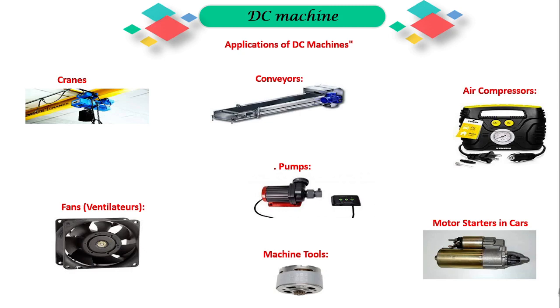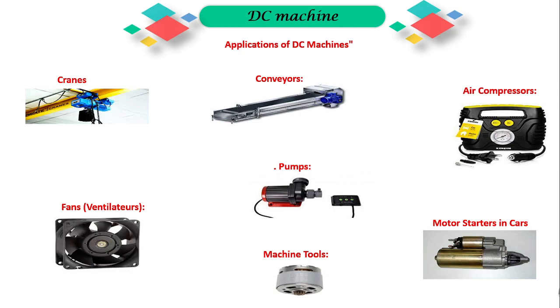4. Fans. DC motors ensure efficient air circulation in various types of fans, including ceiling fans and exhaust fans. 5. Machine tools. Essential components in machine tools such as lathes, milling machines, and grinders, DC motors enable precise and controlled machining processes. 6. Air compressors. DC motors drive air compressors used in a wide array of industrial applications and pneumatic systems.